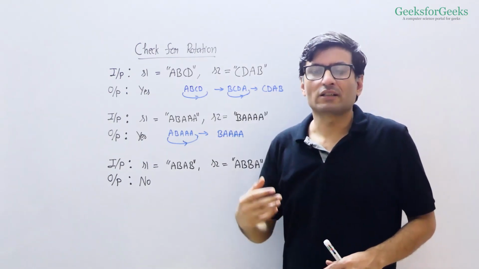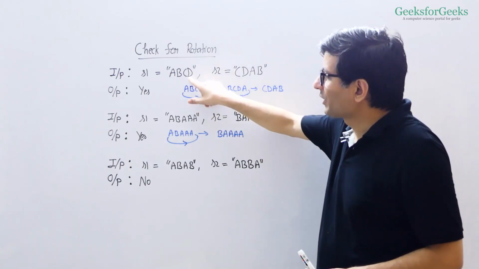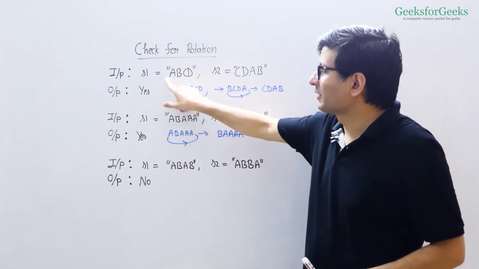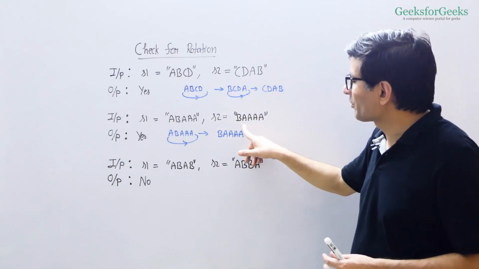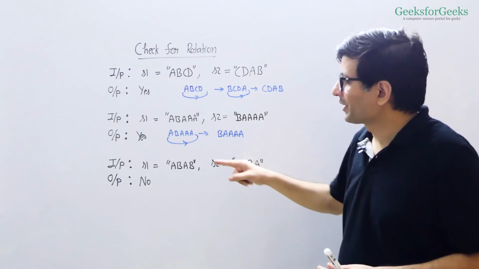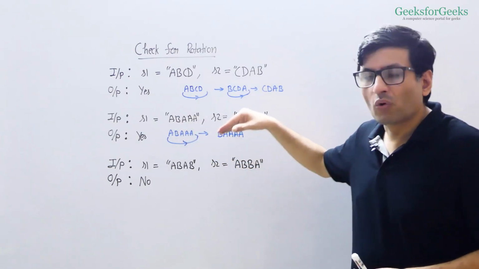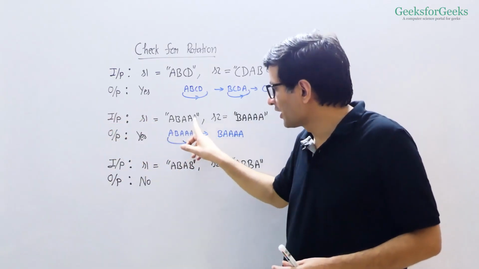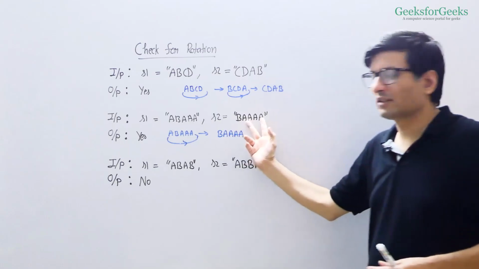Same thing I can get by rotating clockwise as well, right? If I rotate it clockwise, I'll move D here, then I'll move C here, right? So I'll get CDAB. In this example, S2 is obtained from S1 by doing two counterclockwise rotations. I can obtain S2 by doing 2 clockwise rotations also. I move this D here, then I move this C here. So I'll get this, right?